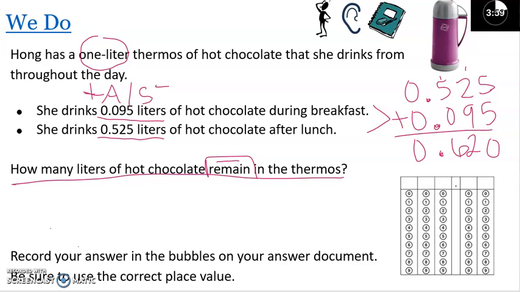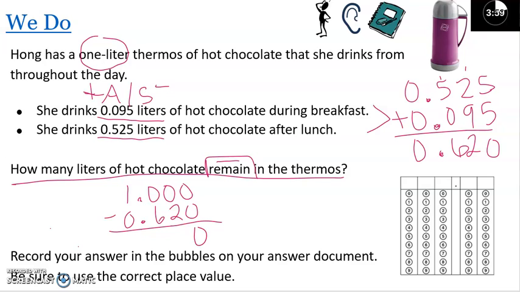So what we're going to do now is take that 1 liter and subtract 620,000. Again, remember to line up your decimals. So my 620,000 is behind my decimal, so I need to make sure that I add zeros to my 1. Then I'm going to start in my thousands place. 0 minus 0 is 0.